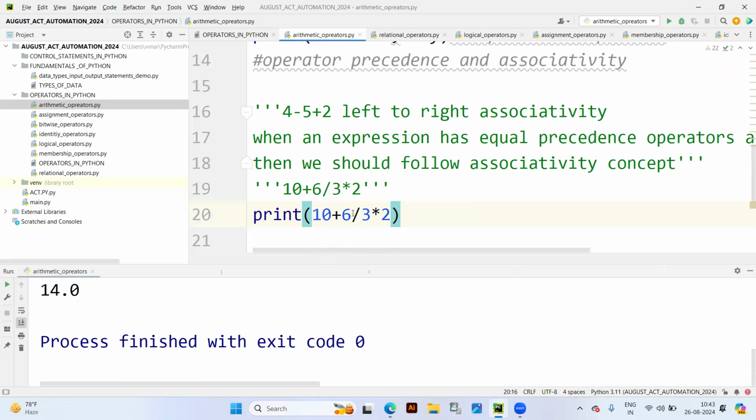Because whenever you divide 6/3, the result is going to be 2.0, right? So it is called implicit typecasting. While performing the expression evaluation, if any one part of the expression generates a float result, the overall result is going to be float only. Float occupies more memory than the integer. Clear? Yes, great.